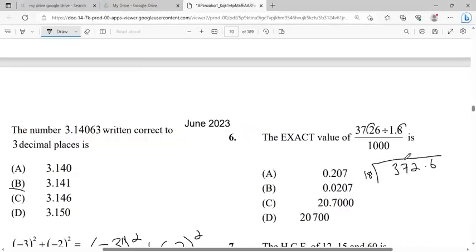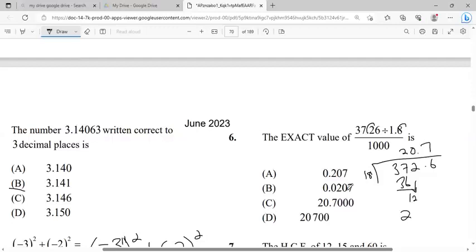18 into 3 you can't. 18 into 37 goes 2 times. 2 times 18 is 36. Subtract, we get 1. 18 into 12, we can't. Put our decimal point. All right, so that should give us about 2.07. All right, so now we have 2.07.